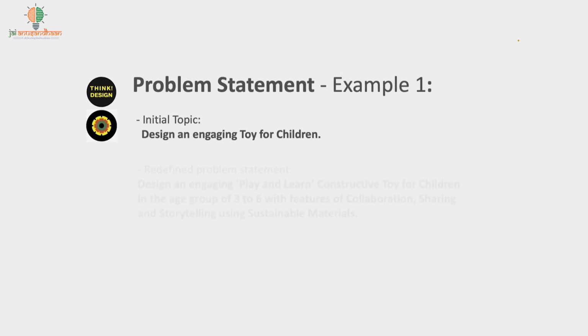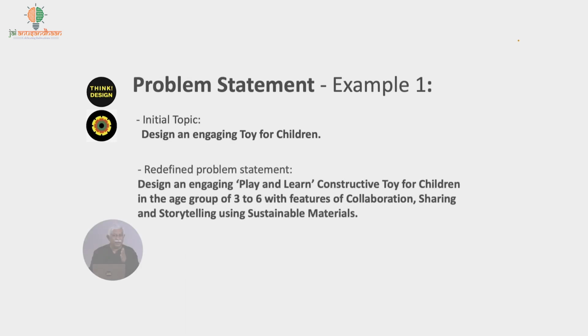So you started with this problem statement, designing an engaging toy for children. Now after these studies, let's look at how you can actually redefine it. Okay, so now it's become designing an engaging play and learn constructive toy for children in the age group of 3 to 6 with features of collaboration, sharing and storytelling and using sustainable materials.